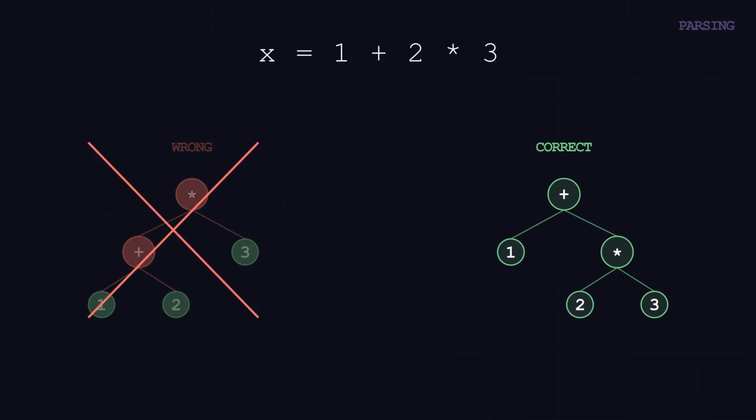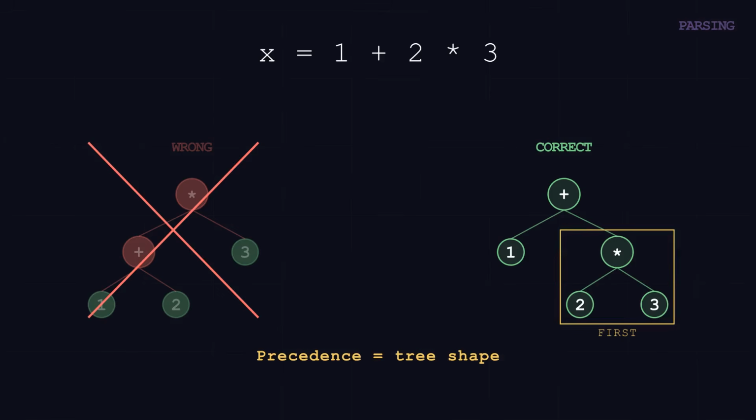And here's where it gets powerful. What about something like x equals 1 plus 2 times 3? Without the tree, that's ambiguous. But the parser knows that multiplication binds tighter than addition, so it builds the tree with times at the bottom. 2 times 3 happens first, then plus 1. Operator precedence isn't a rule you memorize. It's baked into the shape of the tree.